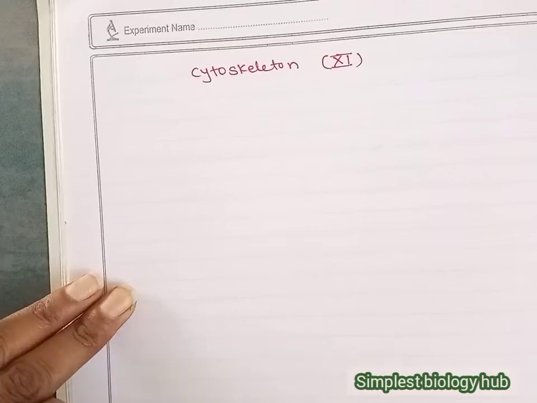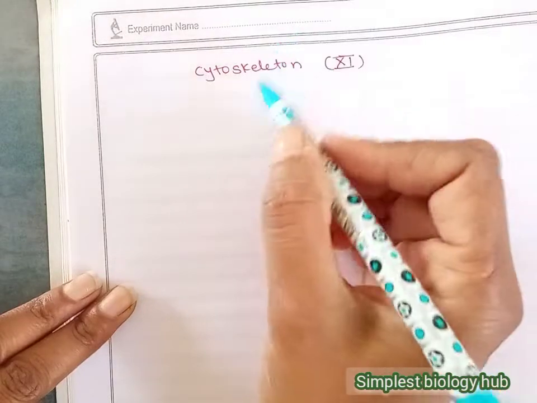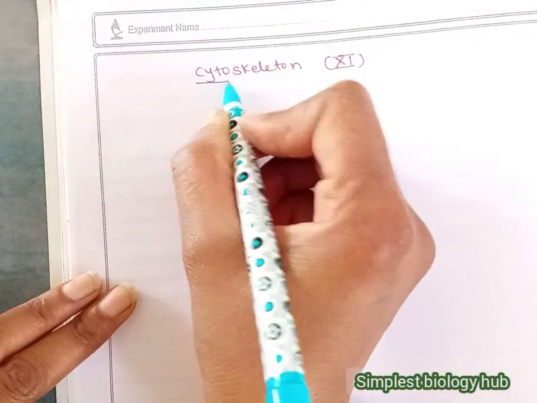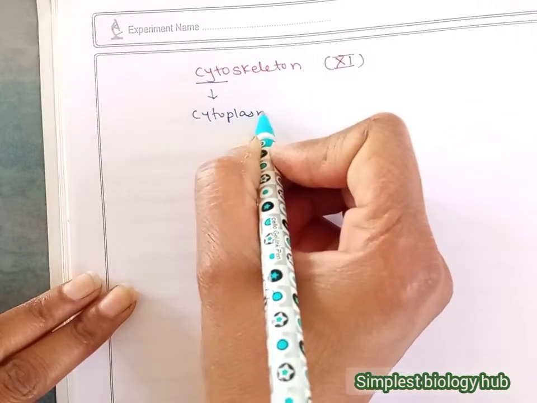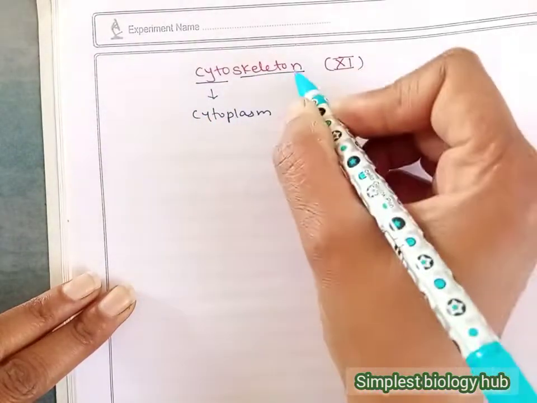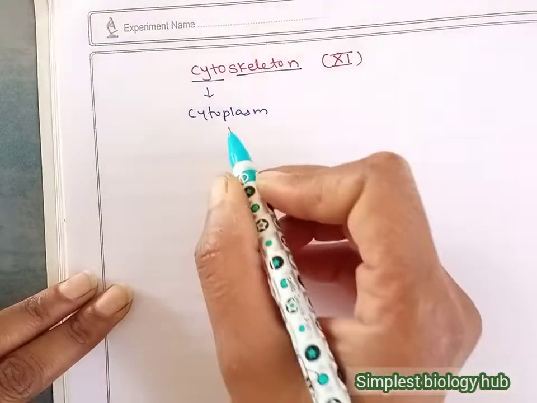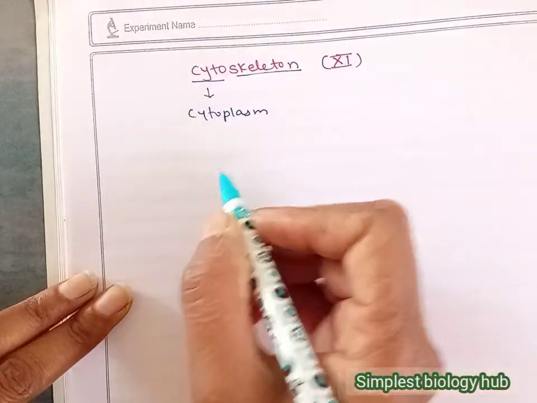Hello students, let's continue the lesson Cell, the Unit of Life. It is the lesson of class 11th with the topic cytoskeleton. Cyto is related to cytoplasm, and skeleton we know as the structural external or internal skeletal structure of the cell. It is the skeleton structure of the cytoplasm. That's why we call it cytoskeleton.